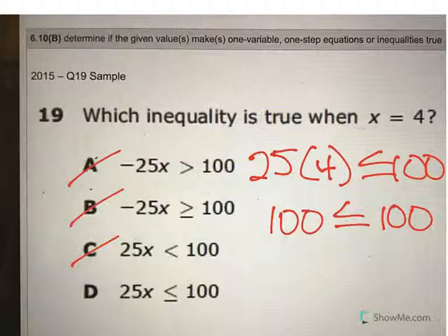Is 100 less than 100? No. So that's not necessarily true. But is 100 equal? This line right here means equal. Is 100 equal to 100? Well, as a matter of fact, it is. So that would be our answer. Again, it only had to comply with one of them. Is 100 less than 100? No. But is 100 equal to 100? Yes. Therefore, that statement is true, and so D is my answer.